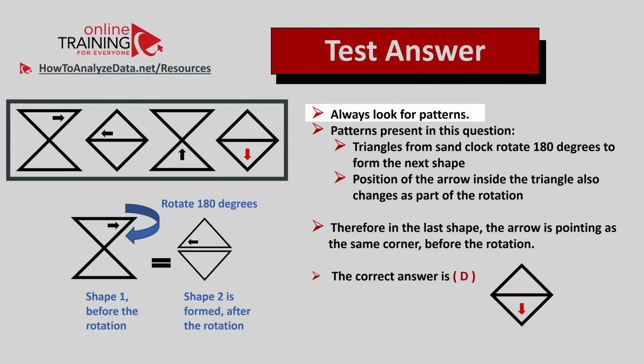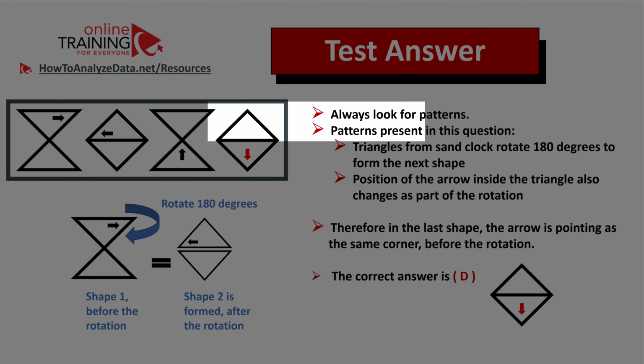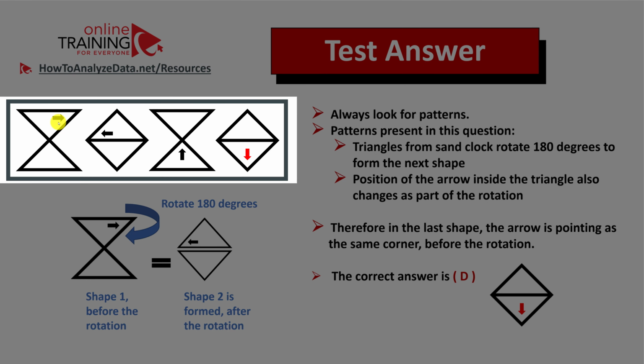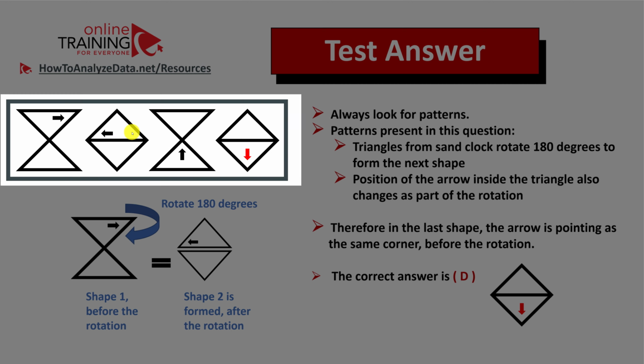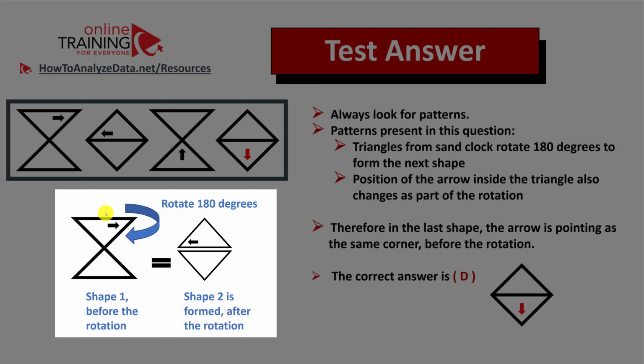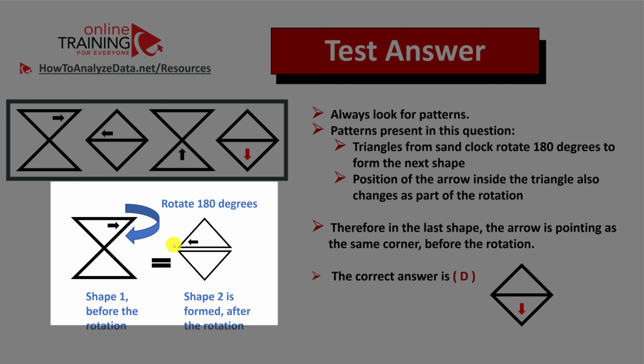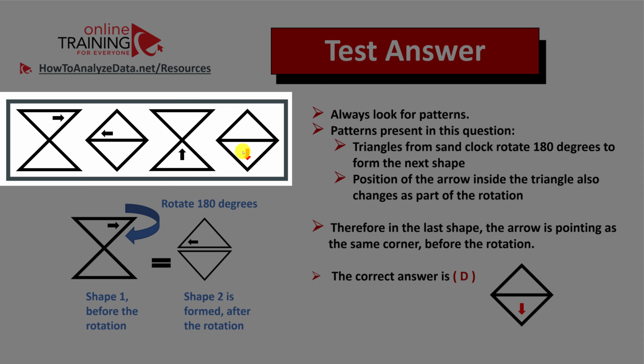As I mentioned, always look for patterns. And the pattern here is the triangles' rotation. If we rotate the triangles from the sand clock 180 degrees, we'll get to the square. And that's exactly what's happening between shape number 1 and shape number 2. And this diagram below explains what's happening. Once you figure out the pattern, you know exactly how to calculate the location of the arrow in shape number 4.